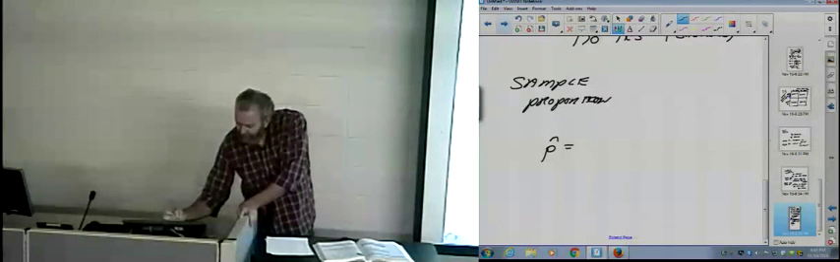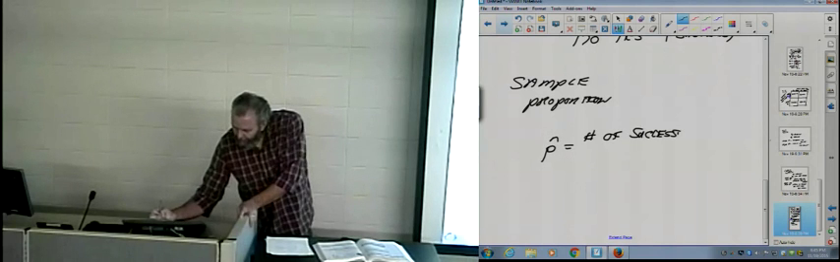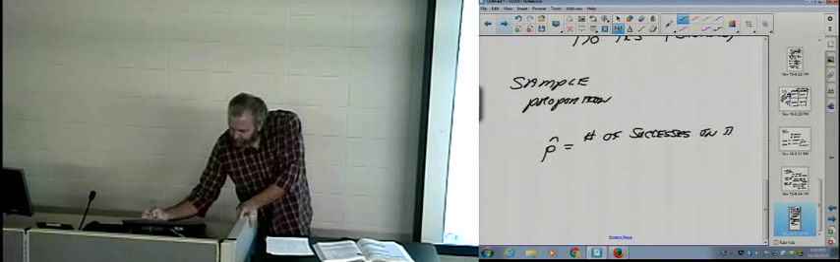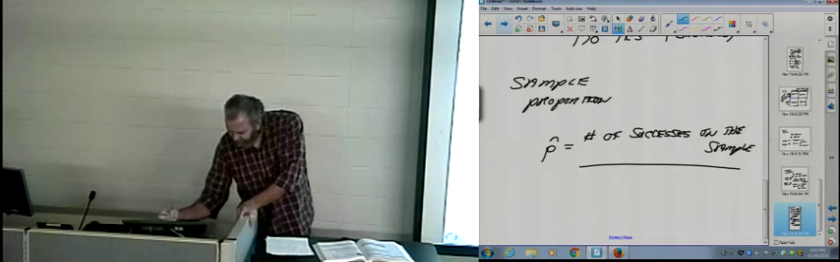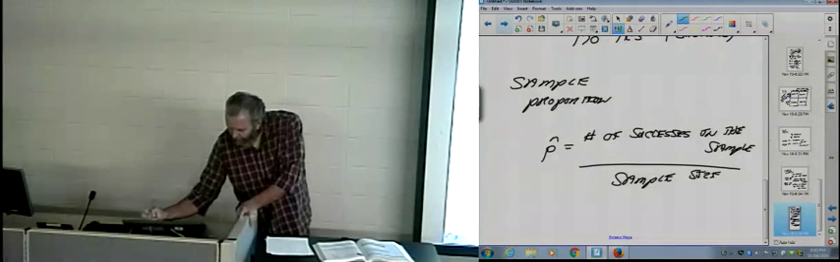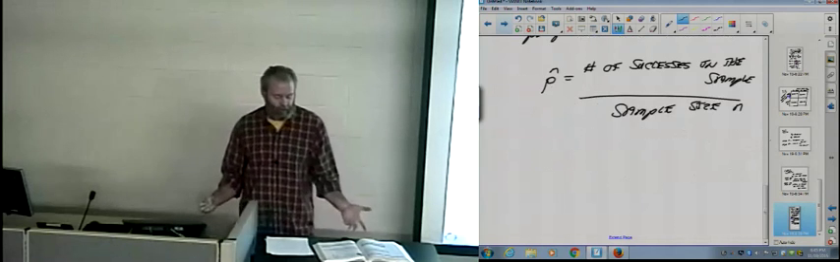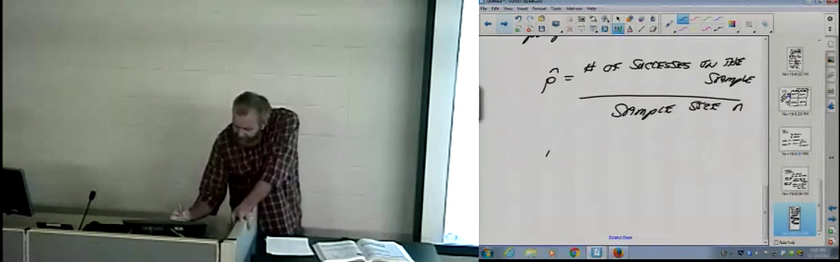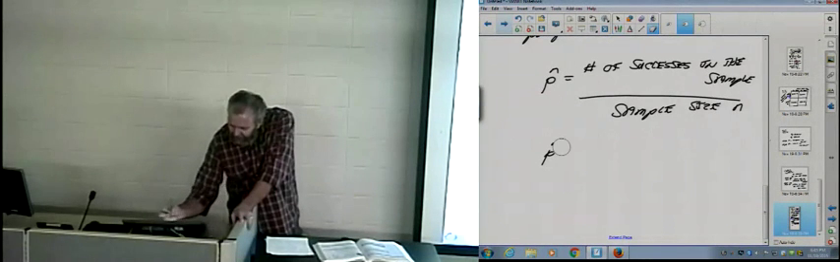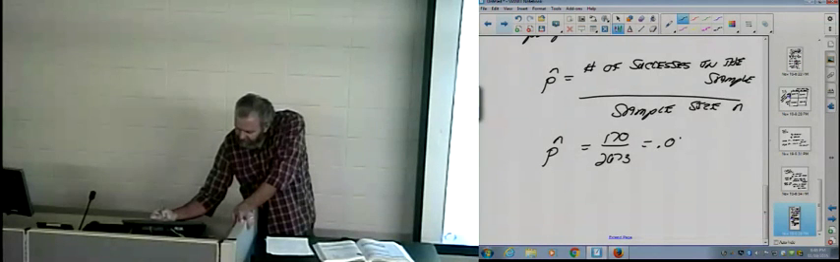It's always the number of successes in the sample divided by the sample size n. So in our case, there's no magic about where they got that sample proportion in example 22.1. P hat was, you had 170 that said yes, that we're considering as successes, and we had a sample size of 2673, and we got a proportion of 0.0636.